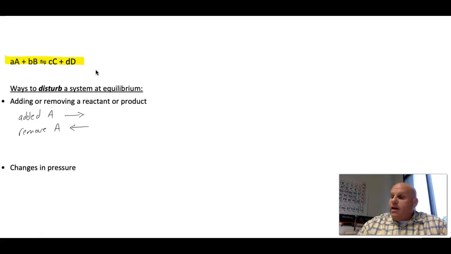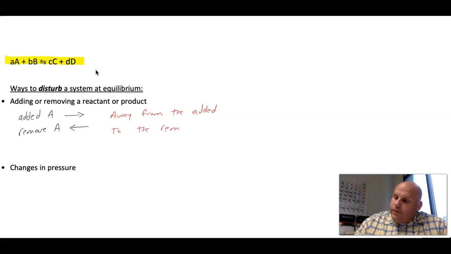The way that I always think about this is I remember: away from the added, to the removed. And that's the example I just saw there. If I added A, which is on the left, it's got to shift away from the added, so the arrow is going to shift to the right, and vice versa. If it was removed, I need to shift towards the removed, again, to produce more of it, so it's going to shift to the left.